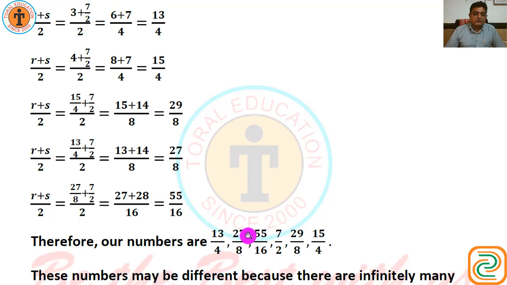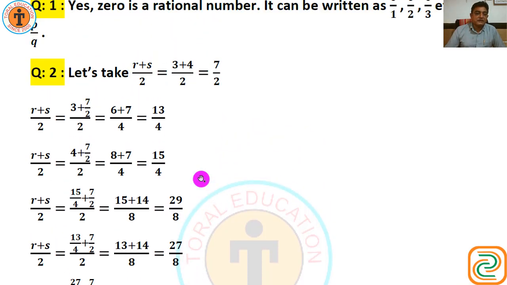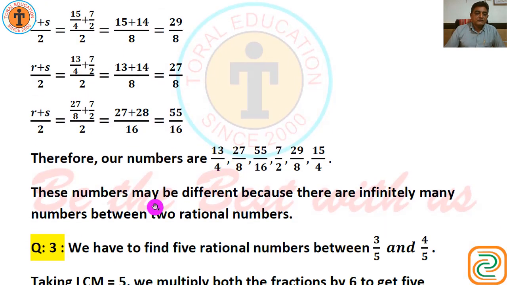Our numbers are 13 upon 4, 27 upon 8, 55 upon 16, 7 upon 2, 29 upon 8, 15 upon 4. These all numbers are between 3 and 4. So these numbers may be different because there are infinitely many numbers between two rational numbers. If you match the answer given in the textbook or any other reference book, you may find different numbers because there are infinitely many numbers.